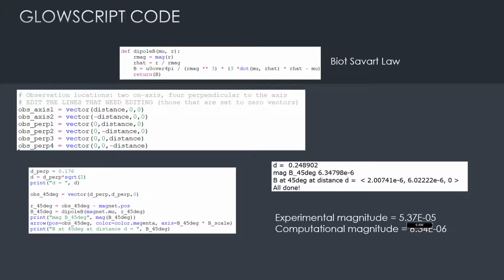We find the experimental magnitude to be 5.37 times 10 to the power negative 5, while we find the computational magnitude to be 6.34 times 10 to the power negative 6. The two values are a magnitude of 10 off, so there are a lot of discrepancies between what we get from experimental and computational.